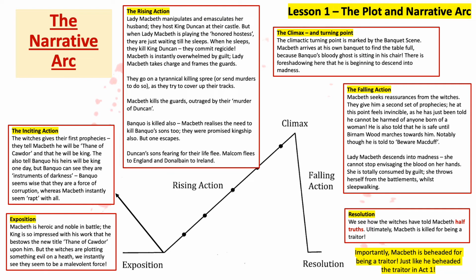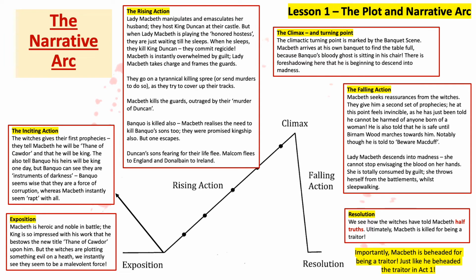Macbeth, panicked and fearful that his kingship is vulnerable, tries to return to the witches. And the witches give him a second set of prophecies. At this point he feels invincible, because he has just been told that he cannot be harmed by anyone born of a woman. He has been told that he's safe until Birnam Wood marches towards him. Now, if he cannot be harmed by anyone born of a woman, and his kingship is safe until the woods march towards him, then he realises trees can't walk, and we are all born of women. So he realises he has nothing to fear.